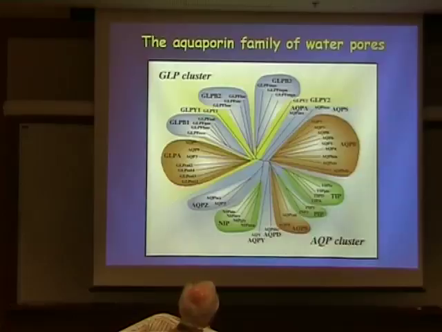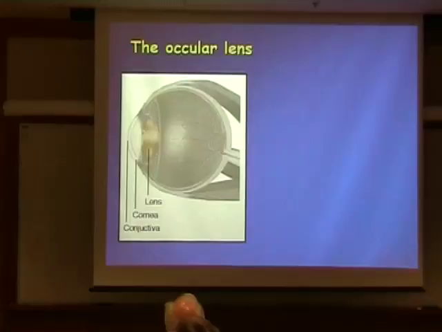Aquaporin 0 you find in the lens of the eye, and it is a very specific aquaporin. Most aquaporins you actually find in many different tissues, and many different tissues have many different aquaporins. So most aquaporins are ubiquitous, but aquaporin 0 is only found in the lens, and in the lens it's only found in the fiber cells. So it's a very, very specific aquaporin.